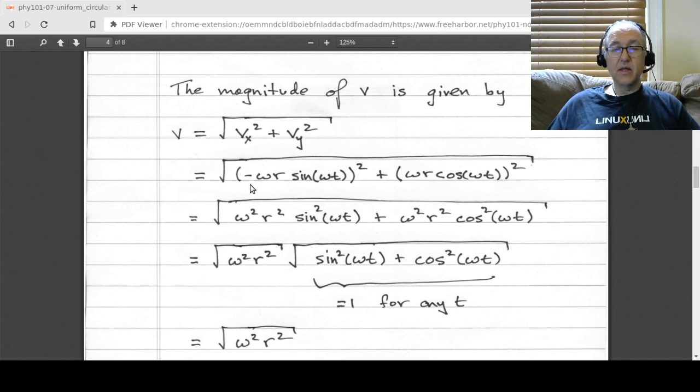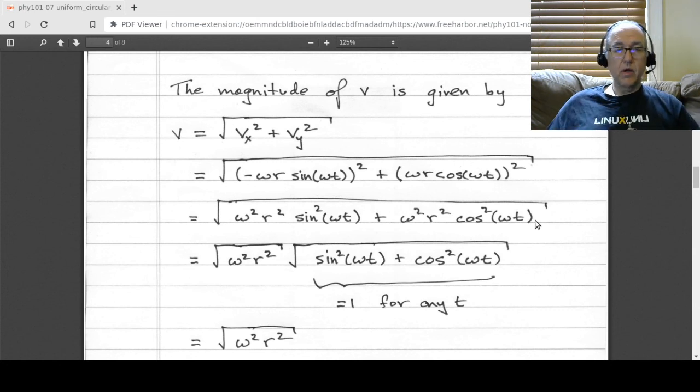In fact, Vx, the function, is minus omega r sine omega t, and Vy is omega r cosine omega t. Okay, so I just took the equations that I had above for Vx and Vy and substituted them in. They have a time dependence there. Okay, and we're going to see in a second that that time dependence falls out. So we have minus omega r sine omega t, square that. And then omega r cosine omega t, square the whole thing. Okay, so that's why you see those double brackets there. Okay, so you're going to get omega squared r squared sine squared omega t plus omega squared r squared cosine squared omega t, all under the square root.